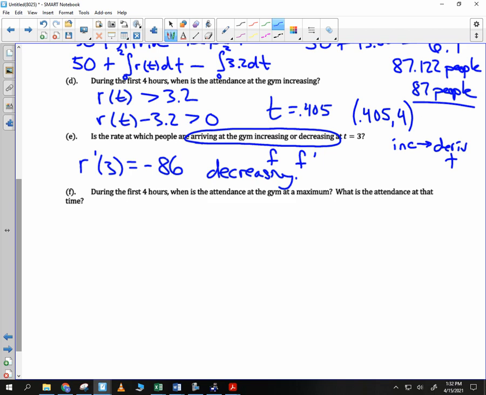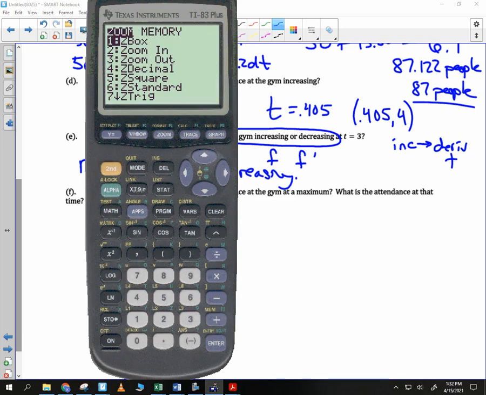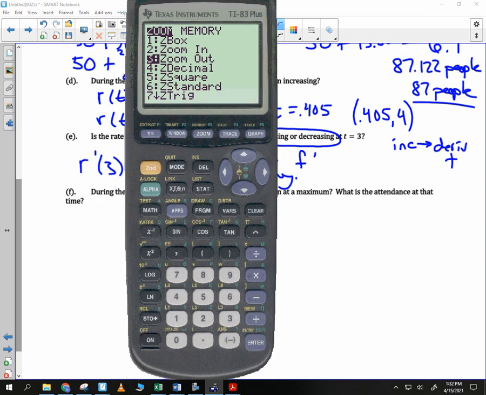Just showing that's negative is going to be enough in that situation. During the first 4 hours, when is the attendance at the gym at a maximum? Well, let's just think about our graph that we talked about originally. I want to go to my Zoom. This is the rate function again that we have right here.